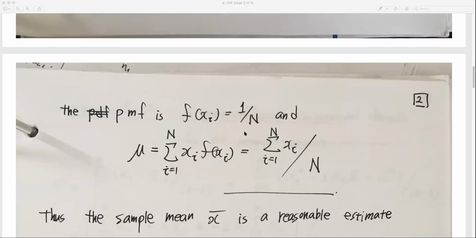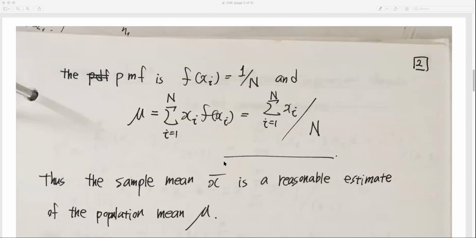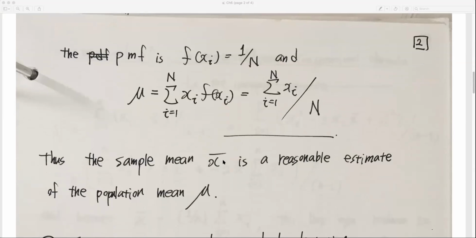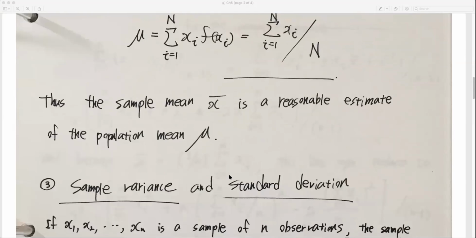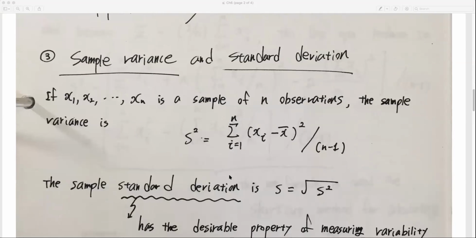All right. So now if we apply this to the sample mean, the capital N will be replaced by lowercase n, so we're going to get exactly the same formula as the sample mean. So the sample mean x bar is a reasonable estimate of the population mean mu. Yeah, it makes sense. Now next one, sample variance and standard deviation.